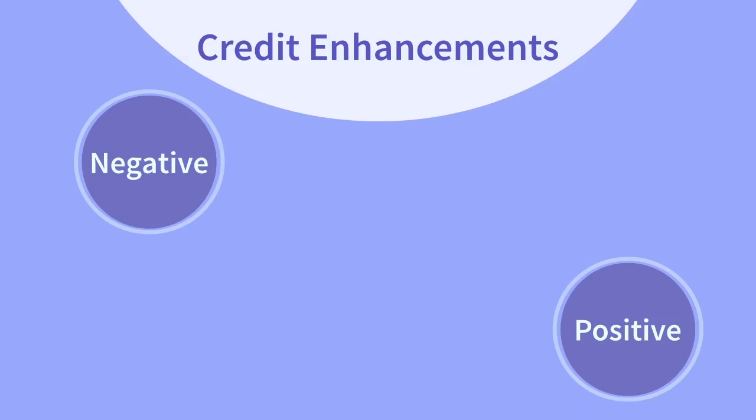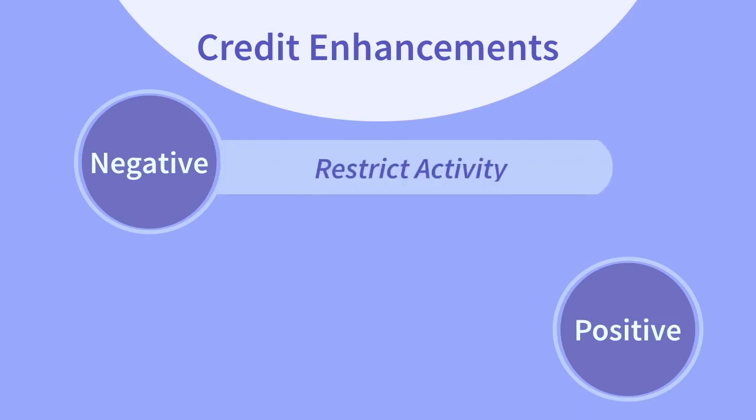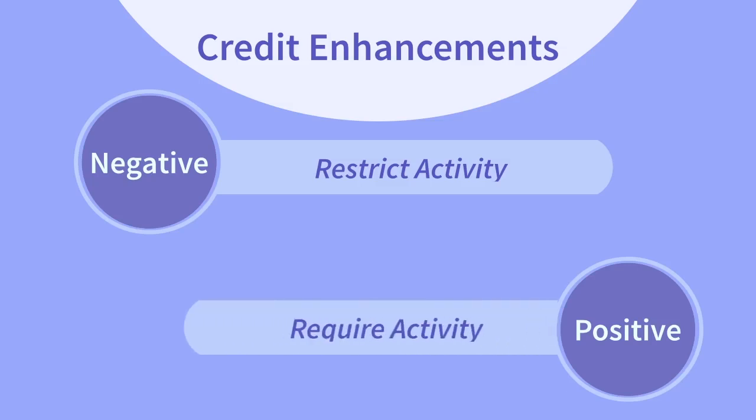Negative, which are covenants restricting the issuer from certain activities like taking on additional debt or selling assets which might be used in a liquidation on this debt issue. And affirmative, which require that the issuer perform certain activities like maintain a certain debt to equity ratio or comply with laws and regulation.